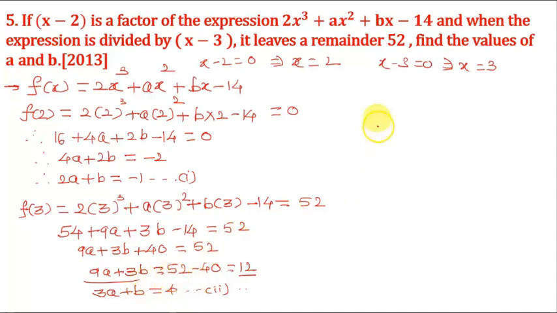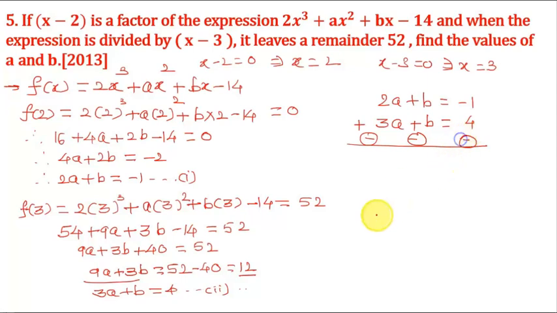Now solve these two equations. That is 2a plus b is equal to minus 1, and 3a plus b is equal to 4. After subtraction, change the sign. Plus b and minus b get cancelled. 2a minus 3a is minus a, which is equal to minus 5. Hence a is equal to 5.